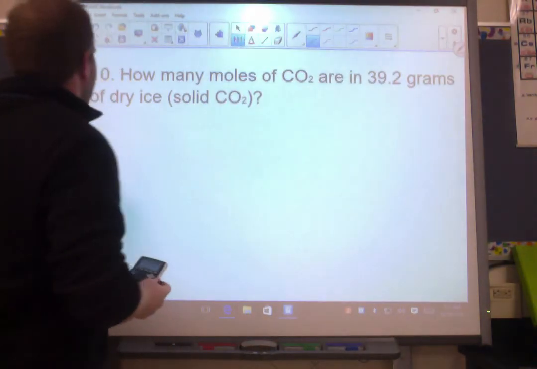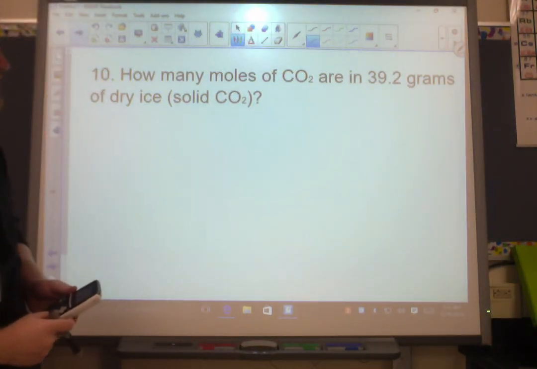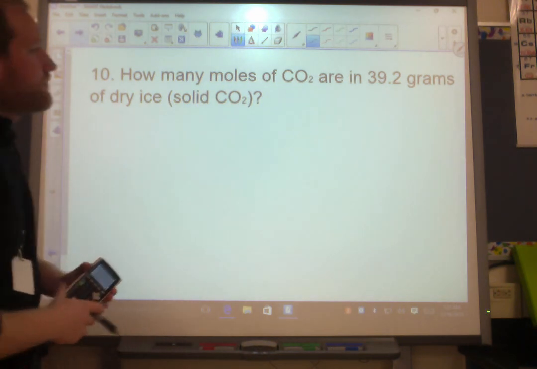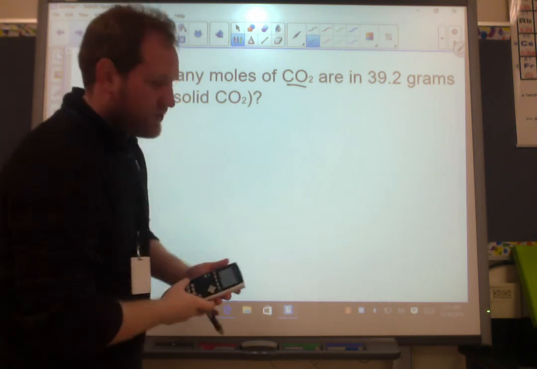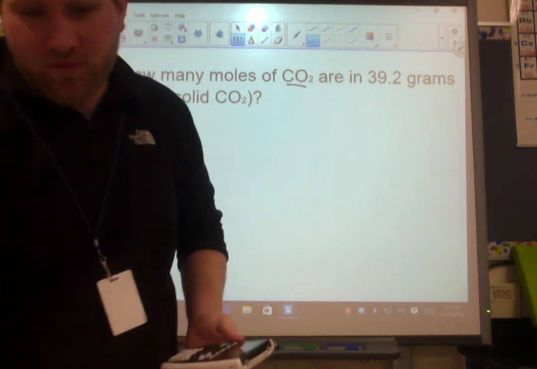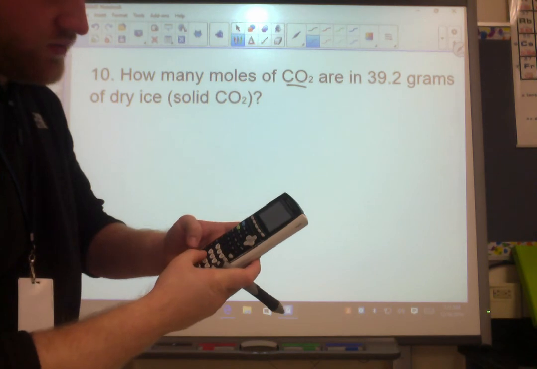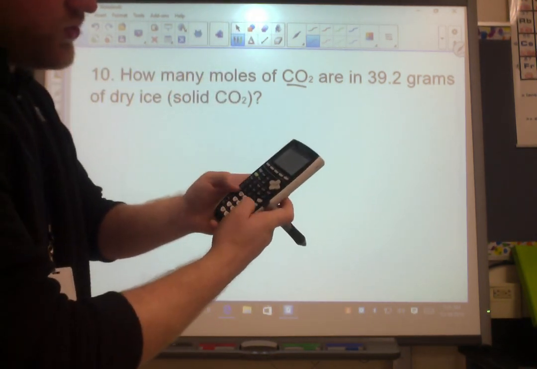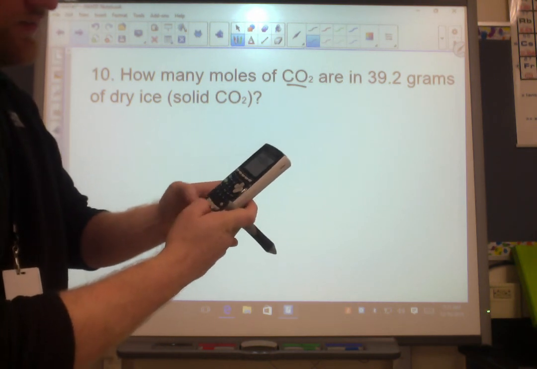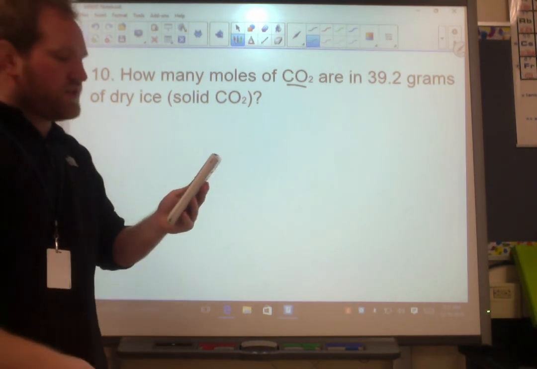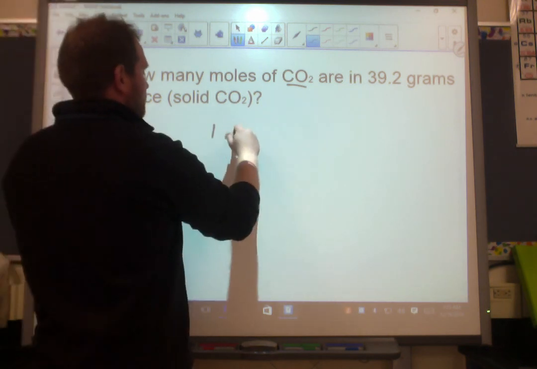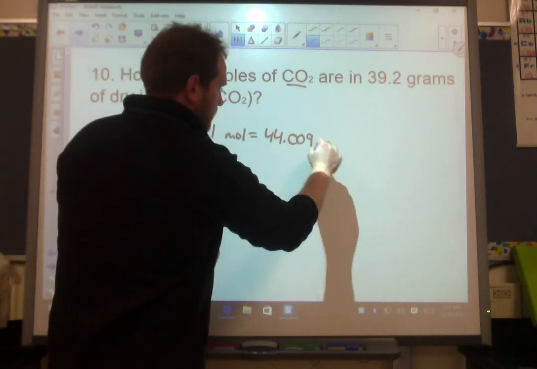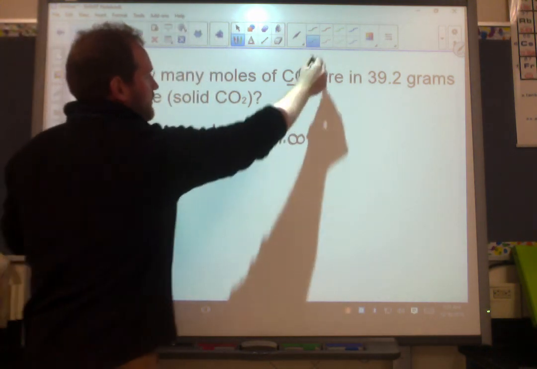Okay, last problem. How many moles of CO2 are in 39.2 grams of dry ice, solid CO2? So this one's real simple. CO2, we're going to find the molar mass. So carbon is 12.011. That's 1 carbon. Now we're going to add 2 oxygens. So I'm going to say plus 2 times 15.999. So CO2 is 44.009. So 1 mole equals 44.009 grams. Okay, so now it's as simple as going like this.